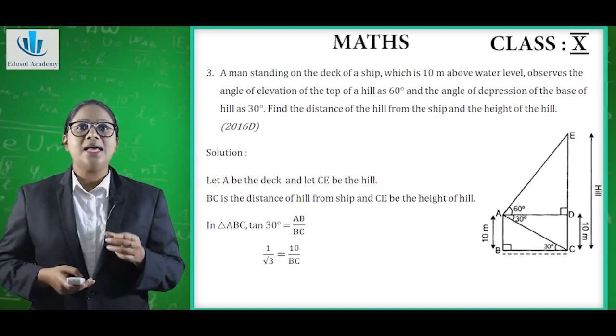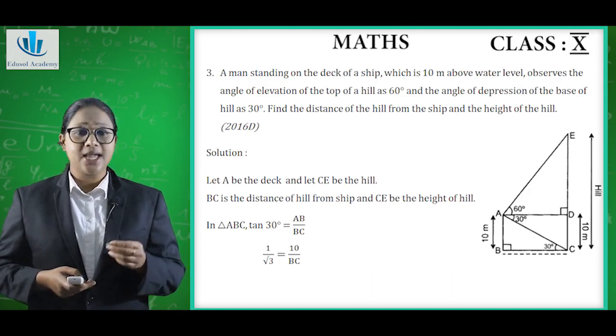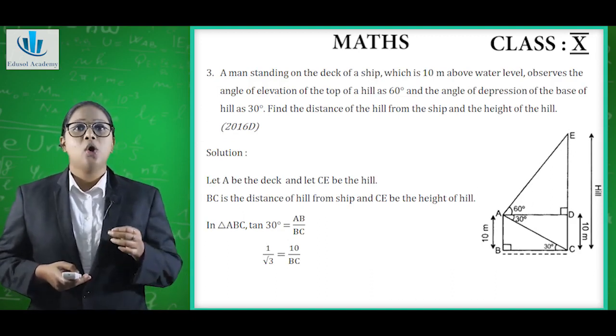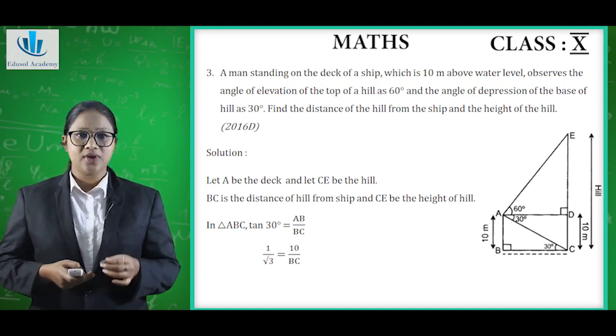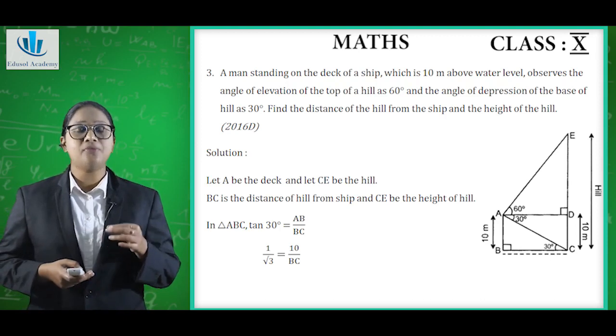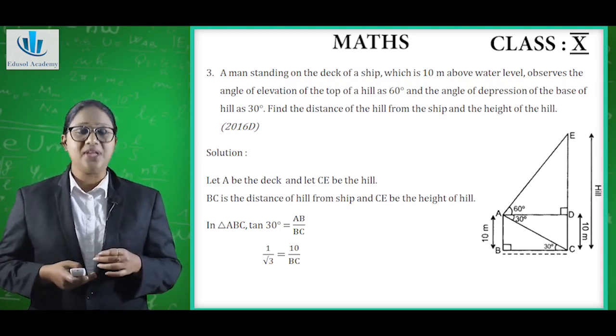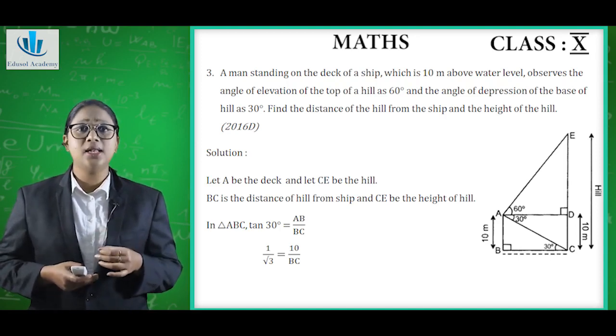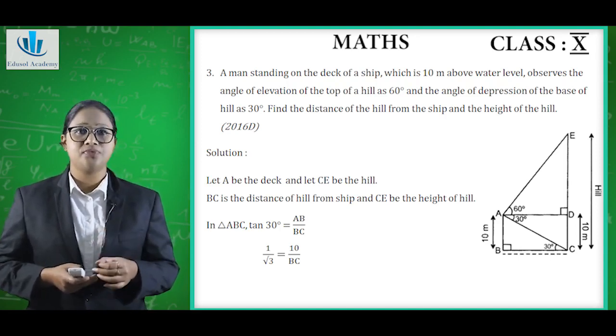Next question. A man standing on the deck of a ship which is 10 meter above water level observes the angle of elevation of the top of a hill as 60 degree and the angle of depression of the base of the hill as 30 degree. Find the distance of the hill from the ship and height of the hill.